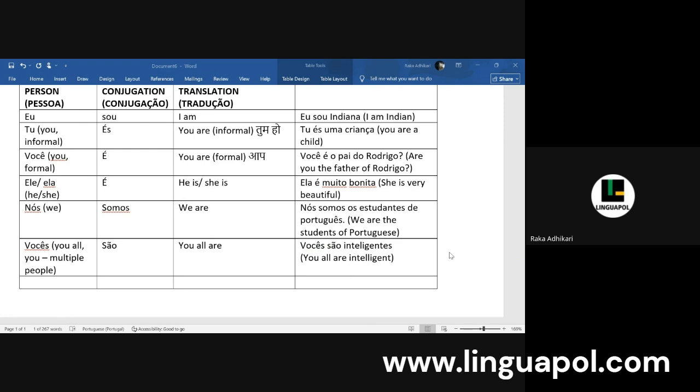If the noun or the pronoun is plural, for example, here I'm saying vocês, that means I'm referring to multiple people at once. So if I'm talking about multiple people and I'm using an adjective for multiple people, then the adjective also becomes plural. So in Portuguese, the adjectives also change with the noun. If the noun is singular, the adjective is singular. If the noun becomes plural, then the adjective also becomes plural.